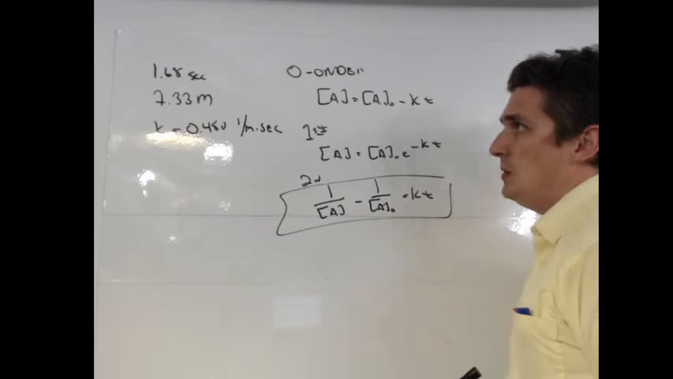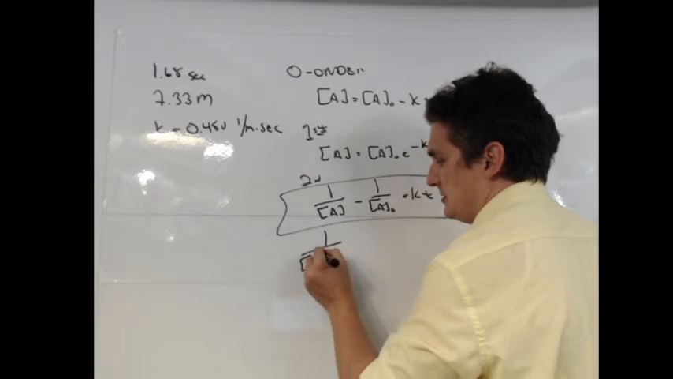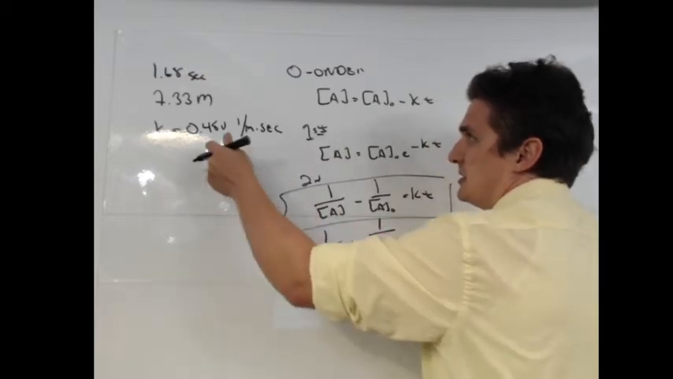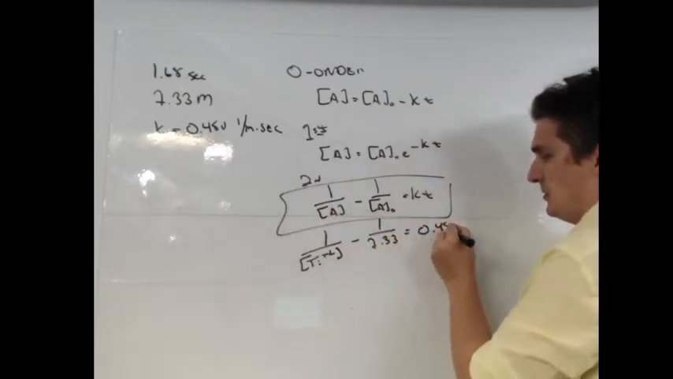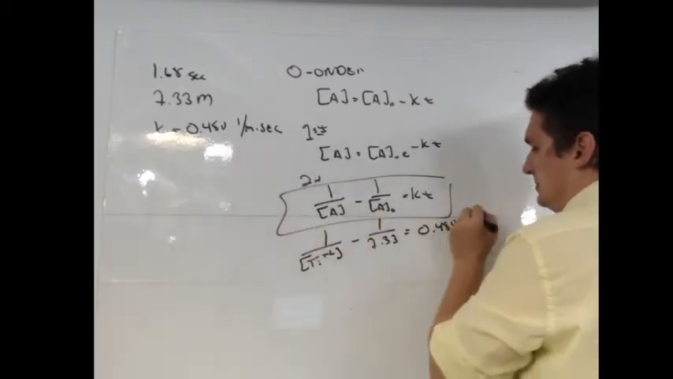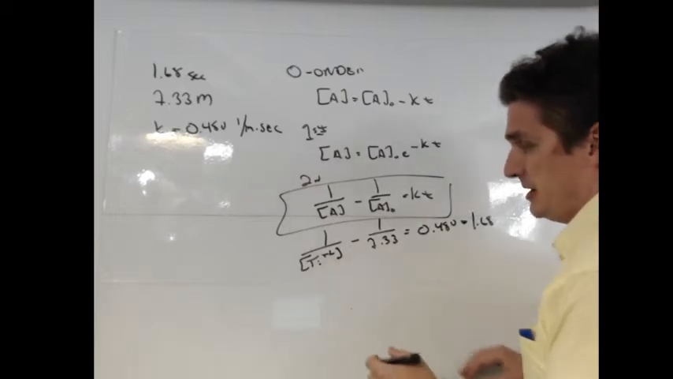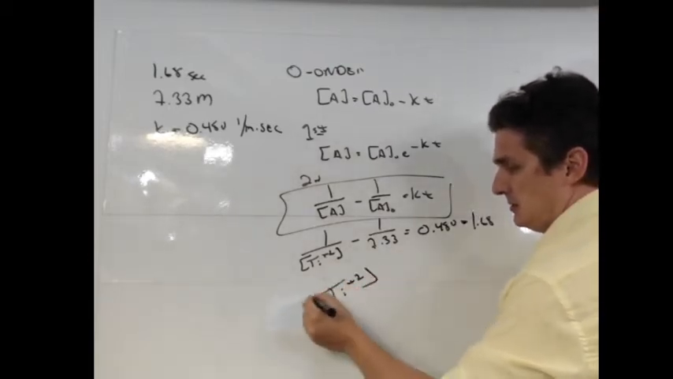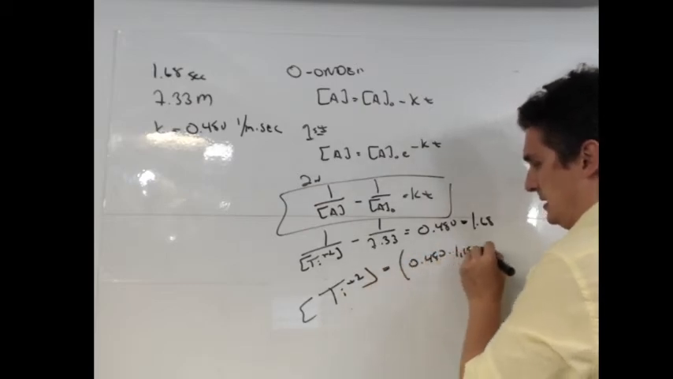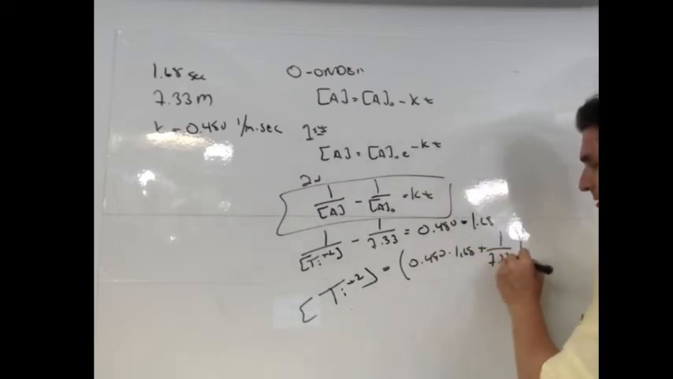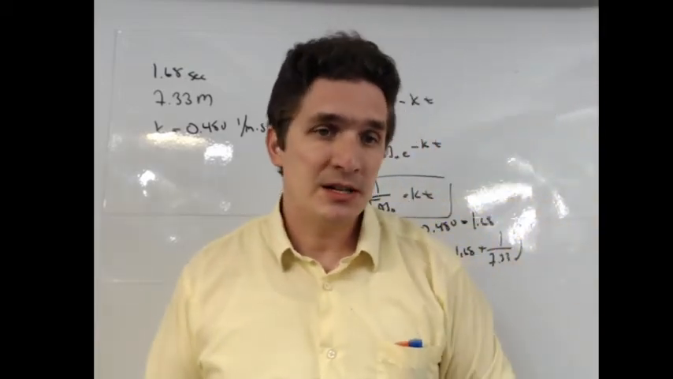So this is a second order reaction according to the problem statement, so this is the model we're going to work with. What we want to know is the final concentration of Ti+2. So 1 over the final concentration minus 1 over the starting concentration, which is 7.33, equals the rate constant K, 0.480, times the time, 1.68. And all you have to do here is just rearrange with algebra. So the concentration of Ti+2 is 0.480 times 1.68 plus 1 over 7.33, 1 over the whole thing. And that will give you the concentration of titanium+2 at the time given.